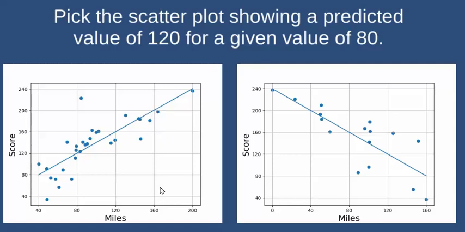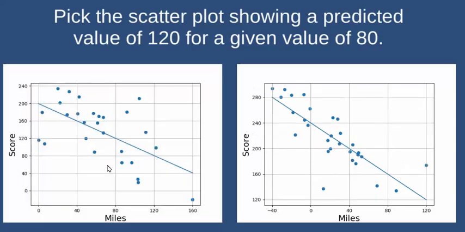The point right on this line would have an XY coordinate of 160, 200. The X value is the known value. The Y value is the predicted value. So in this case, a value of 80 predicts a value of 120 for a score. That's our correct answer, the one on the left.